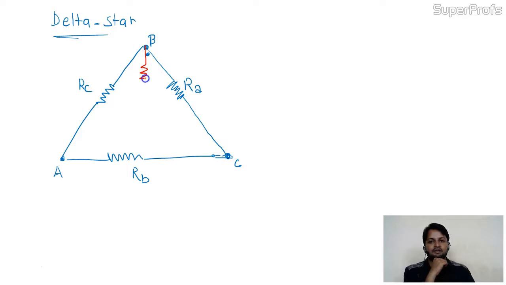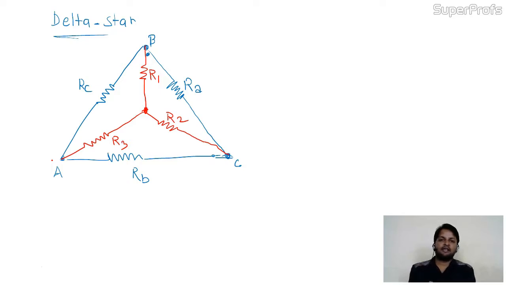This is a star. This value is R1, this value is R2 and this value is R3. Now if you want to convert the delta into equivalent star, you should have the values of star parameters in the form of delta parameters. Means you need to calculate now the value of R1. So R1 should be in the form of delta parameters.